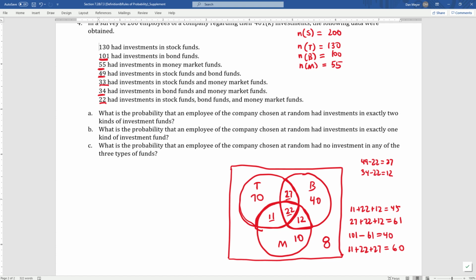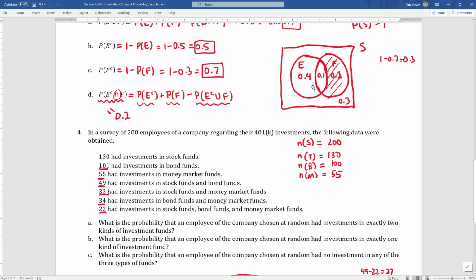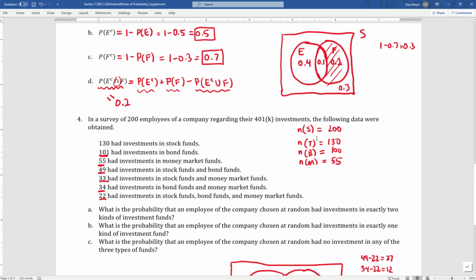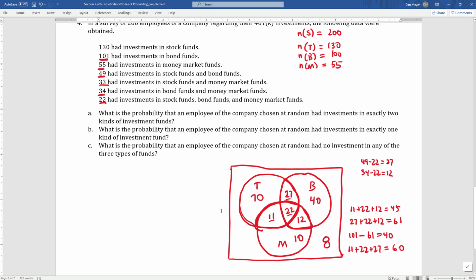This is a Venn diagram with counts. We had a Venn diagram earlier that had some probabilities. Try not to let the fact that there are some probability Venn diagrams and some count Venn diagrams be a confusing thing for you.